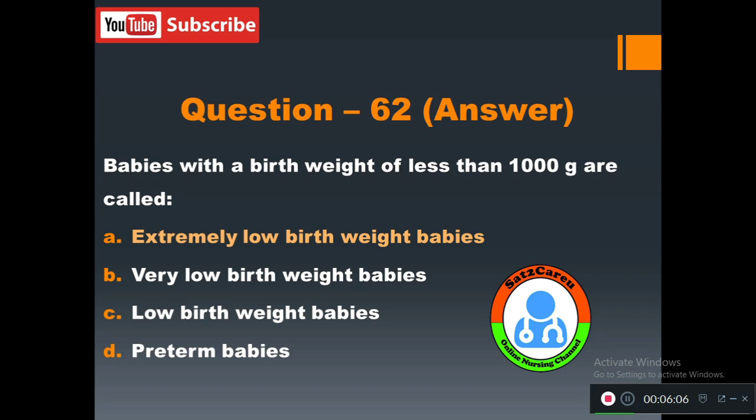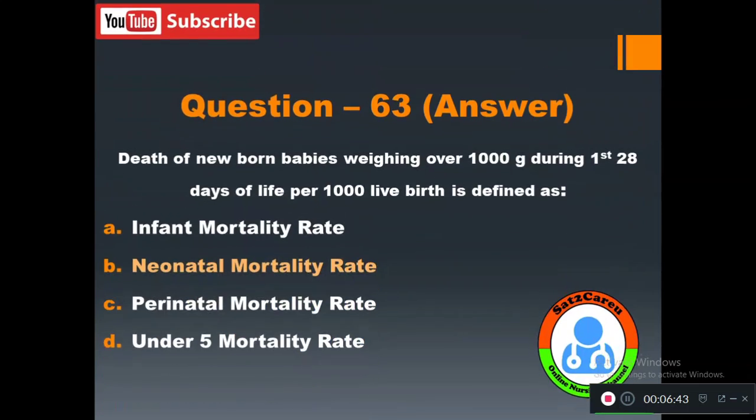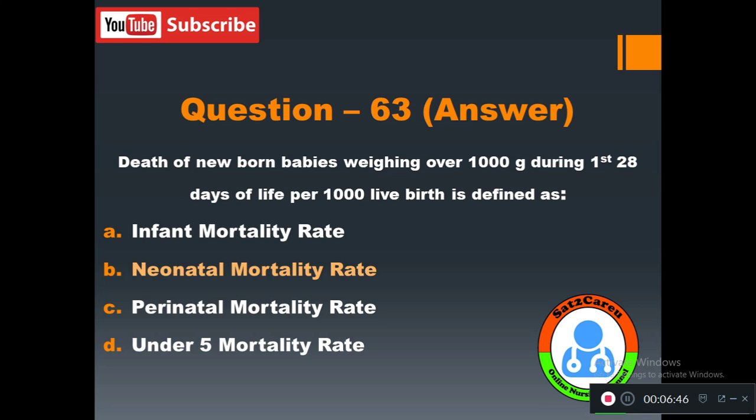Now move on to question number 63. Death of newborn babies weighing over 1000 gram during first 28 days of life per 1000 live birth is defined as option A infant mortality rate, B neonatal mortality rate, C perinatal mortality rate, and D is under 5 mortality rate. Death of newborn babies weighing over 1000 gram during first 28 days of life per 1000 live birth is defined as neonatal mortality rate.